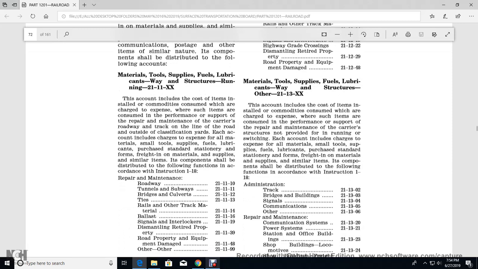Alright, material supply of the fuel lubricants, waive the structure of running 2111XX. This account will include the items of some of the commodity that is consumed with whichever the charge, the expense, the service of the items consumed with the performance support with the repair, maintenance, care of the roadway, the track online roadway, the outside of the classification yards.